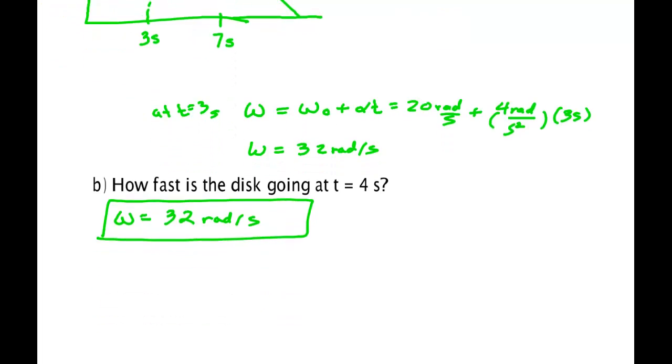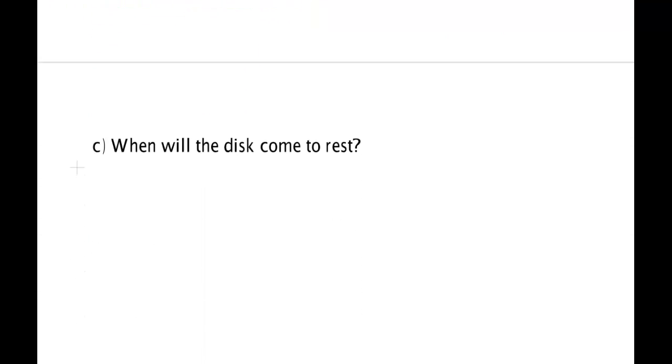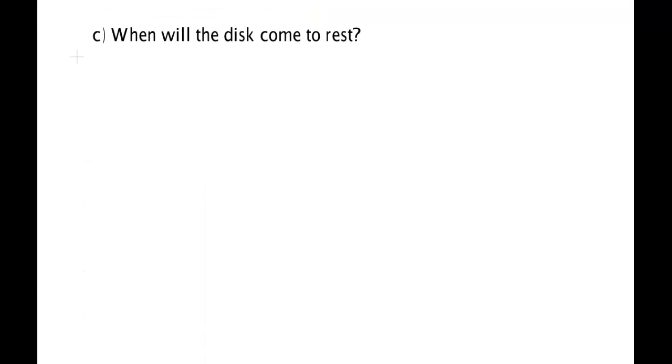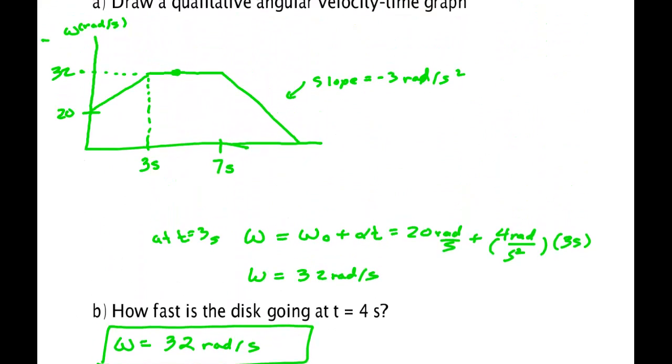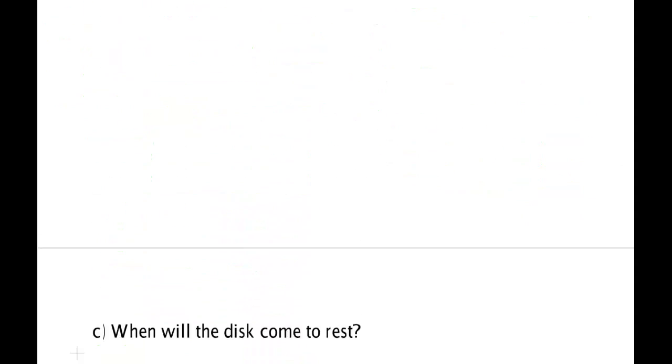Then I ask another question. The question is, when will the disk come to rest? Okay, so I got to go back up here and think about this. I know this slope. I know how far it has to go down. It has to go down 32 units, and it's doing it at 3, so it's going to take a little bit more than 10 seconds. So I can either do it by just looking at the slope, or I get the same thing from the rotational kinematic equations. I'll use them.